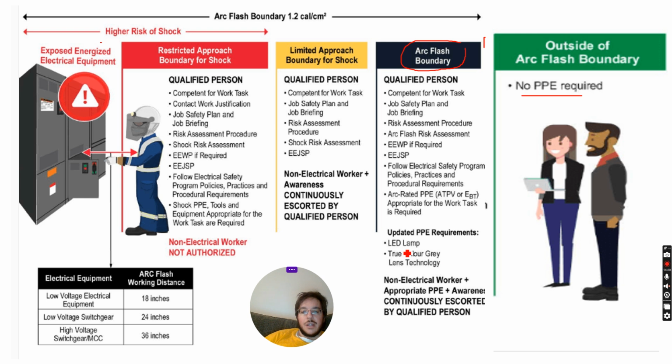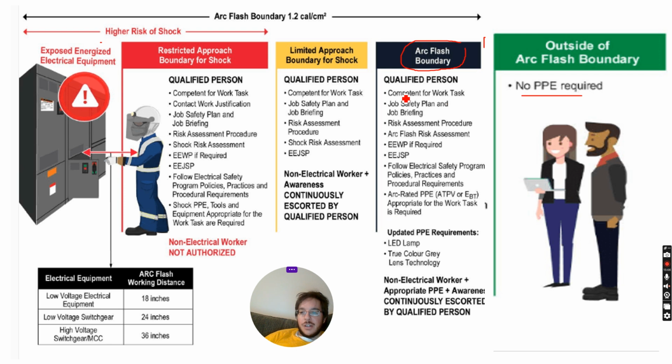You have to wear a face shield with an LED lamp, and you have to use the true color gray lens technology. It's a lens that shields you from the intense bright light generated by the arc flash, but it allows you to keep seeing things in true color. So it suppresses the intense bright light.